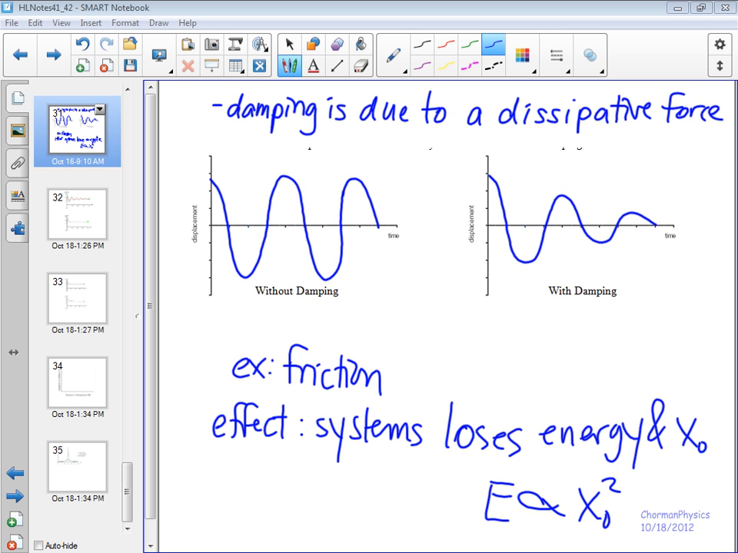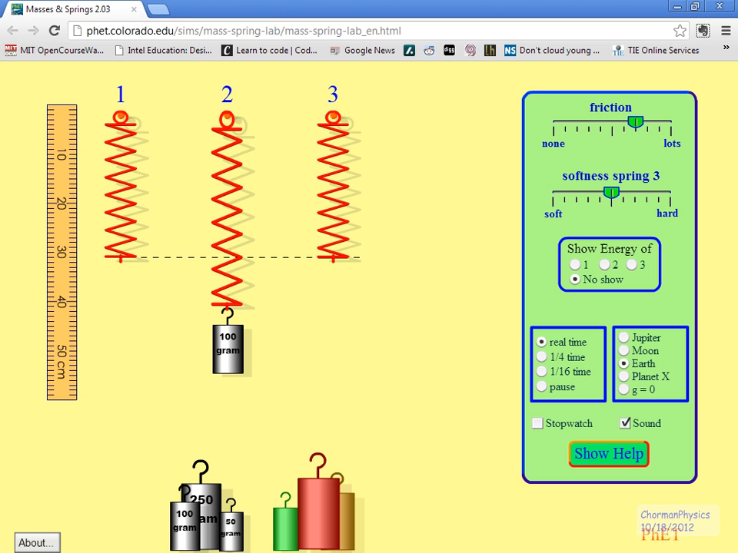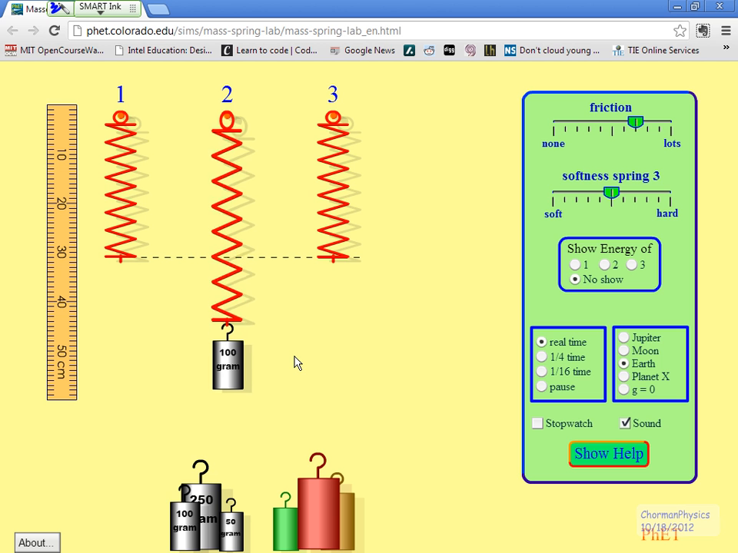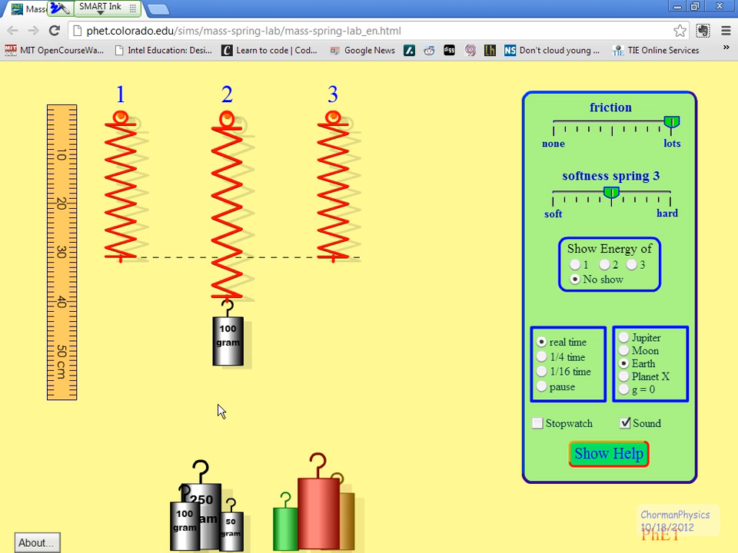There are various levels of damping that can occur. If we look at a quick example, a mass on a spring, if I vibrate this mass, I turn the friction up. You can go to the PhET website, phet.colorado.edu. If I bounce this mass, I have the friction turned on such that the mass will eventually come to rest. I can give it lots of friction, and what ends up happening after I let it go is that it takes less time to get back there.